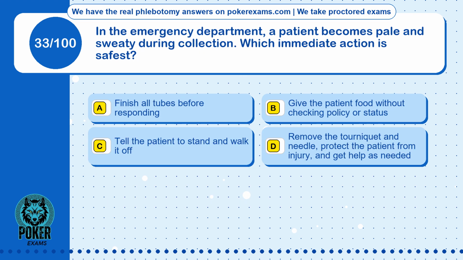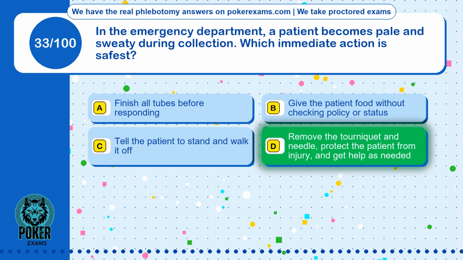Question 33. In the emergency department, a patient becomes pale and sweaty during collection. Which immediate action is safest? Option A. Finish all tubes before responding. Option B. Give the patient food without checking policy or status. Option C. Tell the patient to stand and walk it off. Option D. Remove the tourniquet and needle, protect the patient from injury, and get help as needed.